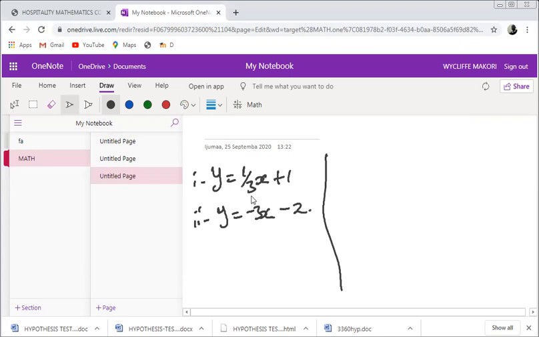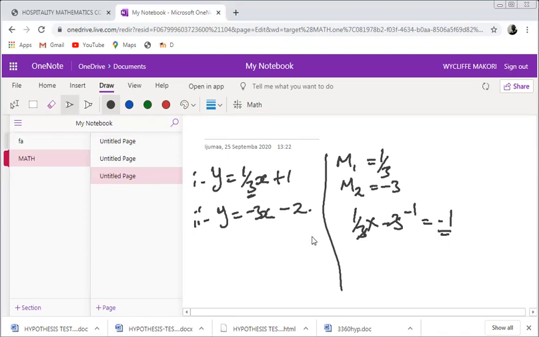So in this case, our gradient, which we can refer to as m1, is 1/3. The gradient of the other line, m2, is -3. This is a third and this is a -3. Therefore, a third times -3, we will need to confirm whether it is giving us -1. And you find that actually it is giving us -1. Therefore, these two lines whose equations are given here are perpendicular to one another.